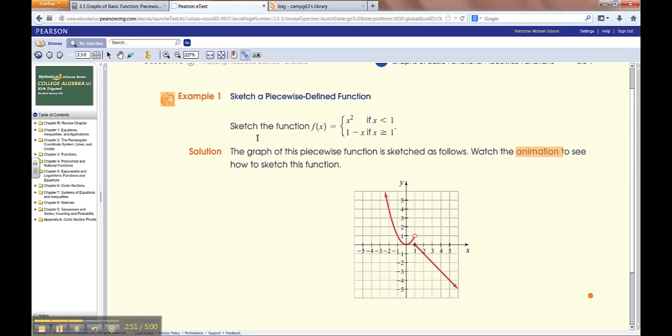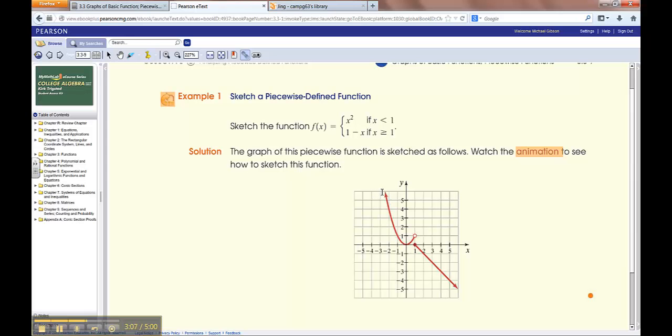So let's look at our function here. F of x equals x squared if x is less than 1, and 1 minus x if x is greater than or equal to 1. So if you come down here, x less than 1 starts right there and goes to the left, right?